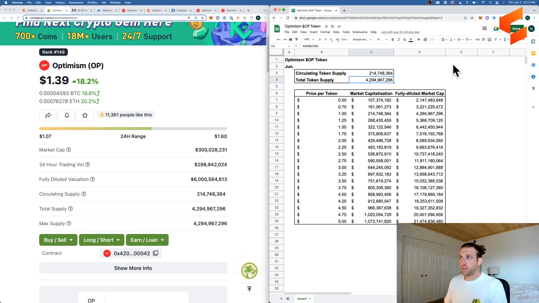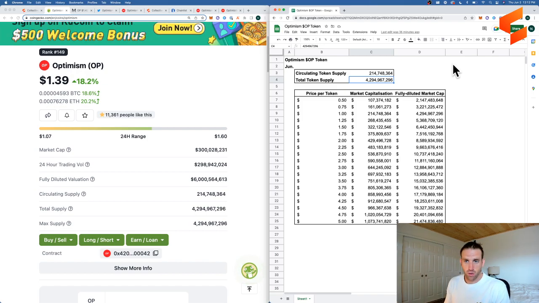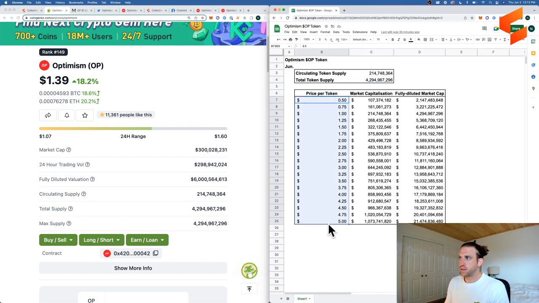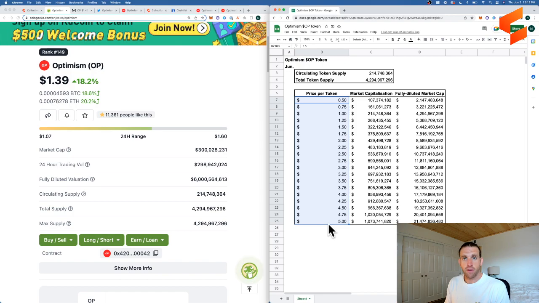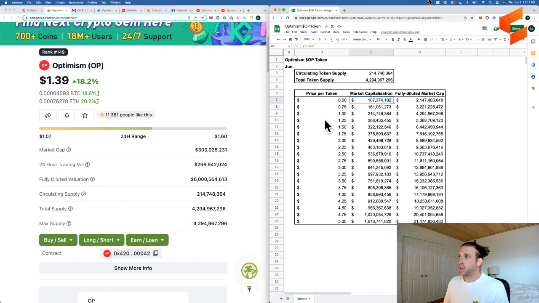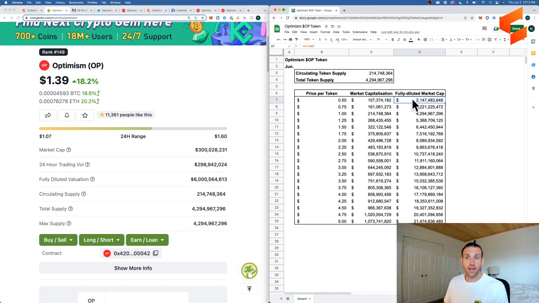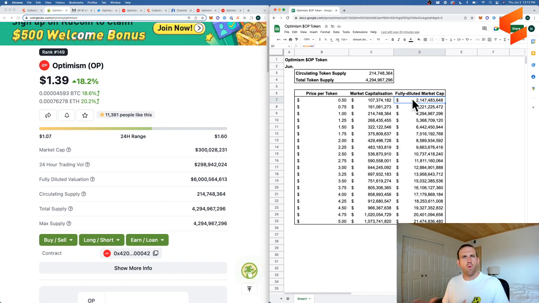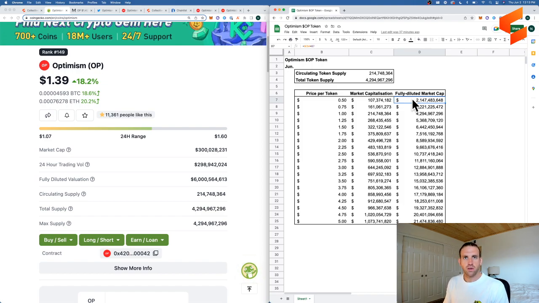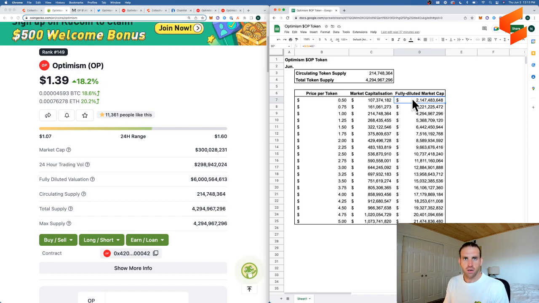I have the total token supply of 4.2 billion tokens, and then I've pretty much just listed token prices from 50 cents to $5 with 25-cent increments. If I simply multiply the circulating token supply by my hypothetical price, I get the market cap. And obviously, if I multiply the total token supply by my hypothetical price, I get the fully diluted. So this gives us a bit of a range of what we think the market can swallow related to the Optimism valuation in the short term.